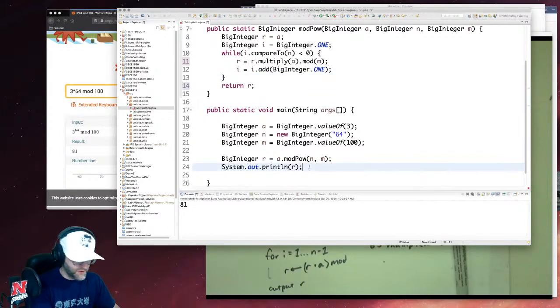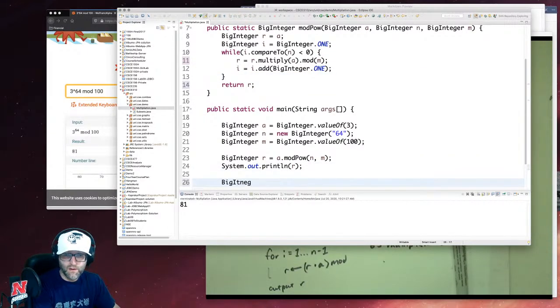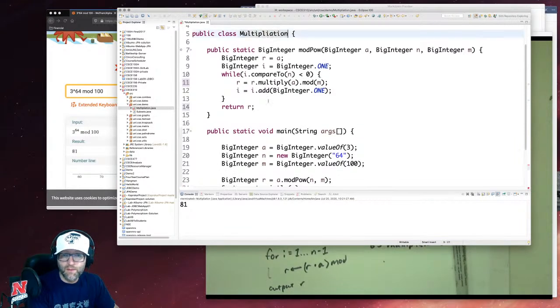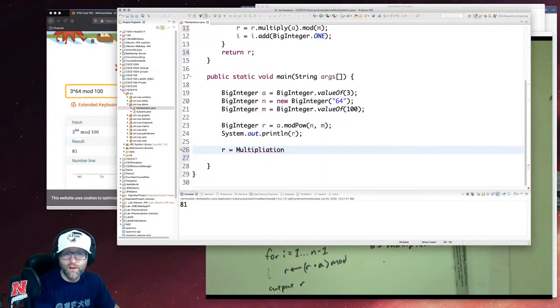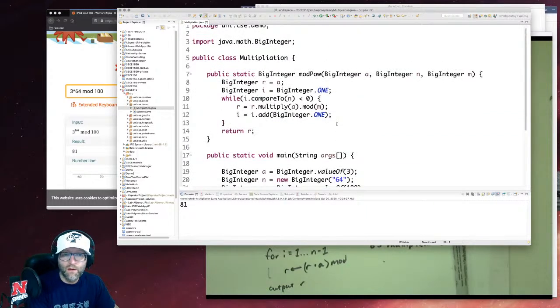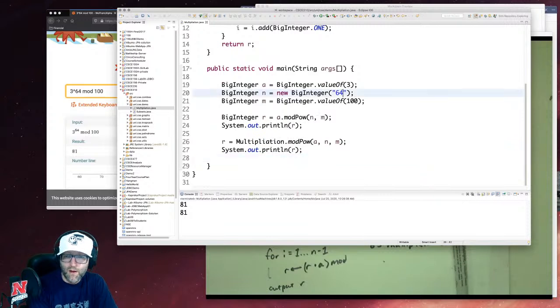Let's go ahead and try it out. BigInteger r, I'll just reuse r. Then I'll do my multiplication demonstration here, dot modPow of a, n, and m, and I'll output it. Let's see if we get the same answer. Do we agree? Looks like we're good to go. And remember, it was 81. 81, great. 64 is kind of small, though.